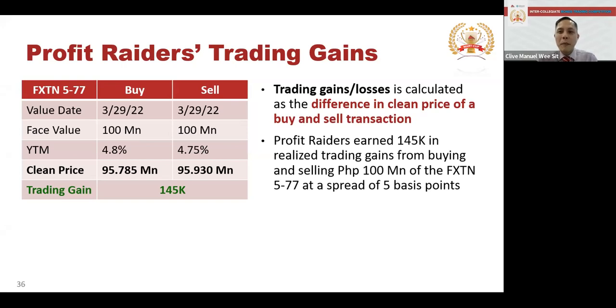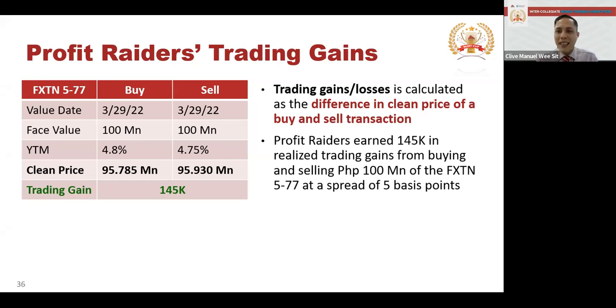Now, remember, it's possible for you to hold on to a position and decide not to sell it. You just hold it on for a few days, a few weeks, hold it on until the end of the competition.